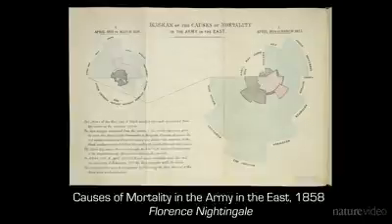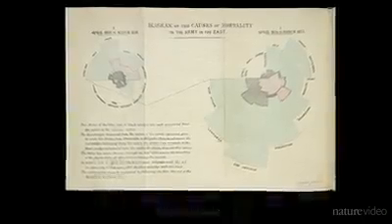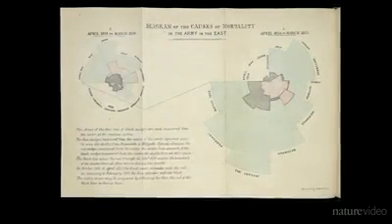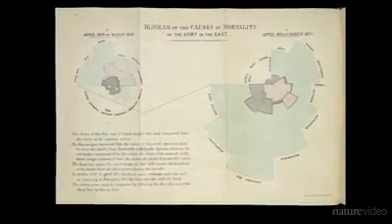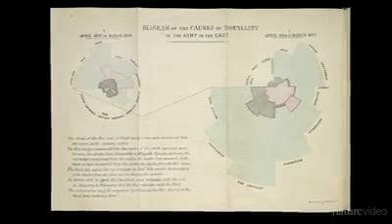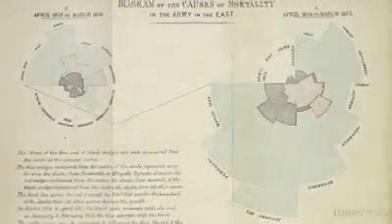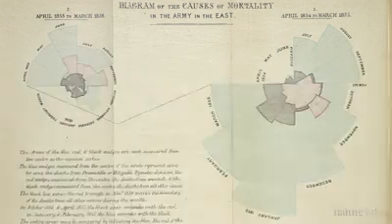This diagram here by Florence Nightingale is truly one of those diagrams that has actually changed the world. It's changed science. It's changed the way in which things were done. Many people think of Florence Nightingale as the lady with the lamp, but she was actually an incredibly eminent statistician in her own right. And during the Crimean War, she gathered data about how people were dying.